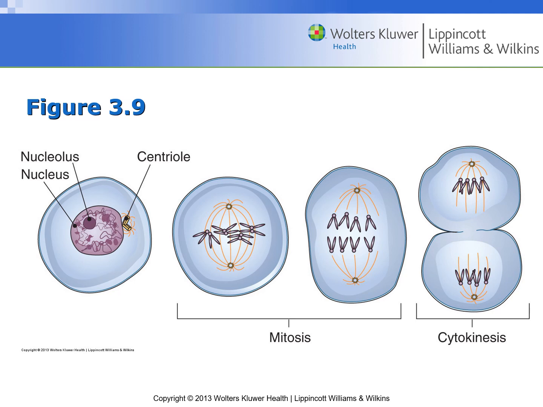Figure 3.9 here illustrates cell division. When a cell divides to create two daughter cells, it copies and separates its genetic material through mitosis and divides its cytoplasm through cytokinesis.